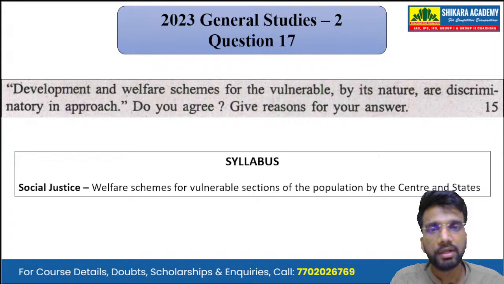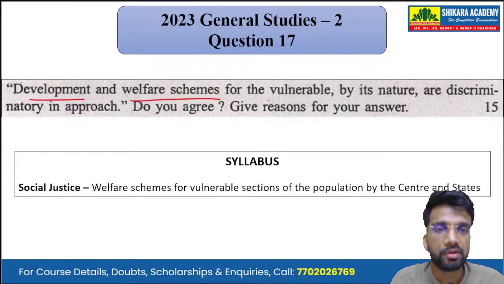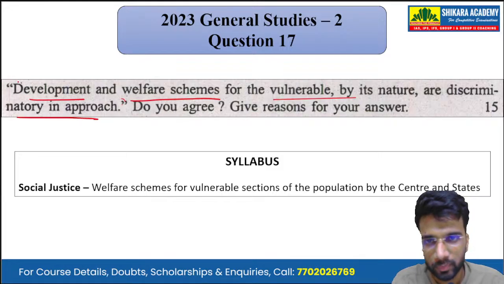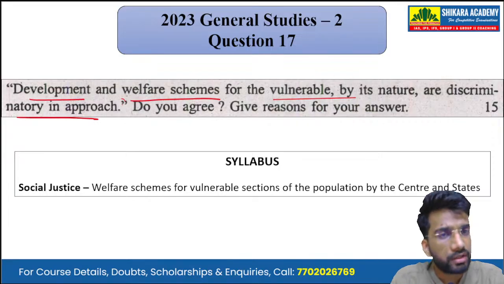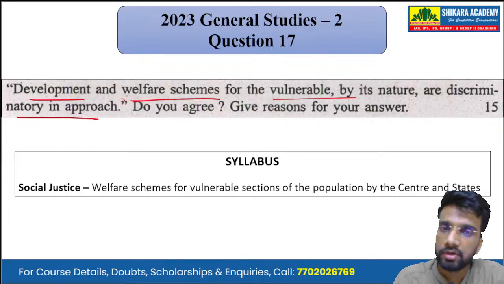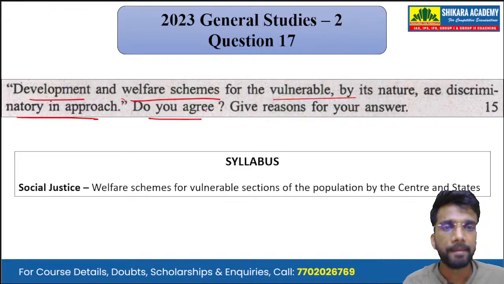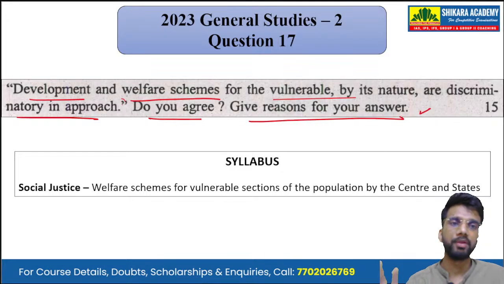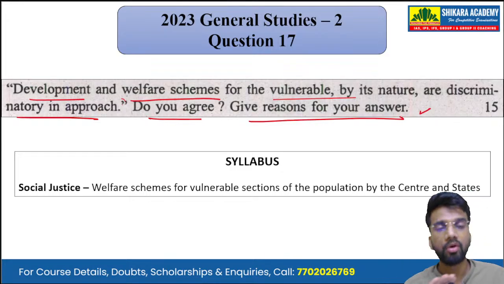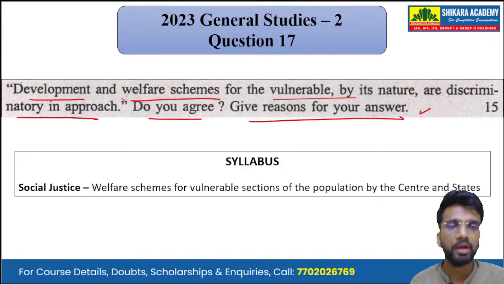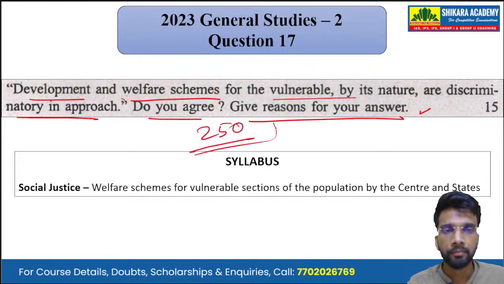Moving on to the next question, that is question 17. Development and welfare schemes for the vulnerable by its nature are discriminatory in approach. Okay, we are given an introductory statement in the question. Now the question is asking whether or not we agree with this statement. Okay, the question is asking, do you agree? And we have to give reasons for the answer. Give reasons whether you agree, or give reasons whether you do not agree. Now, this is a 15-mark question, and we have to answer it in 250 words.